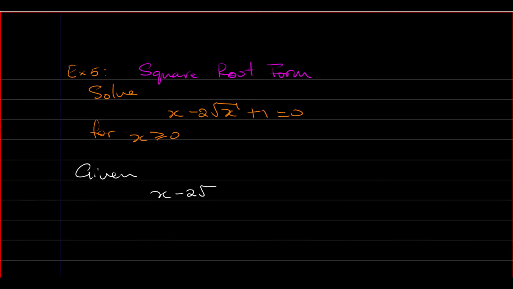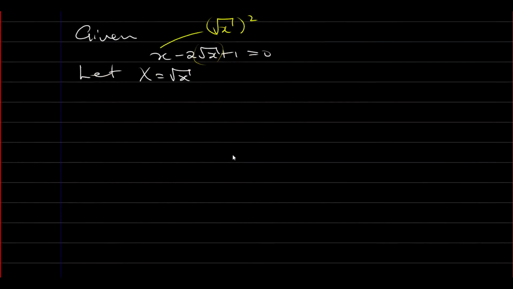x minus 2 root x plus 1 equals 0, let the x equal to the root of x, because you note this one is just simply root of x squared, and we already have the root of x here. So this is another way to write these. So we can just simply say that we have x squared minus 2x plus 1 equals 0.